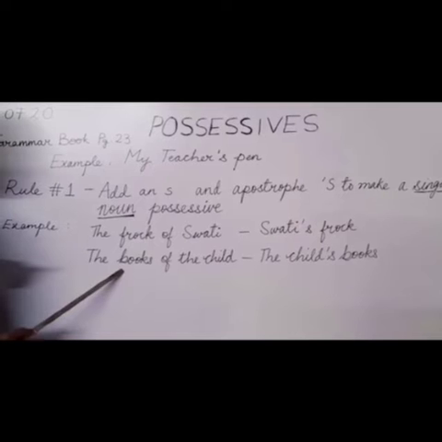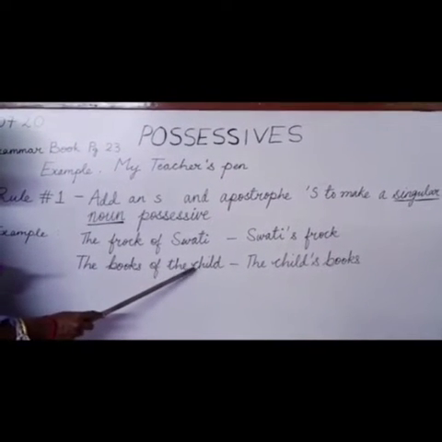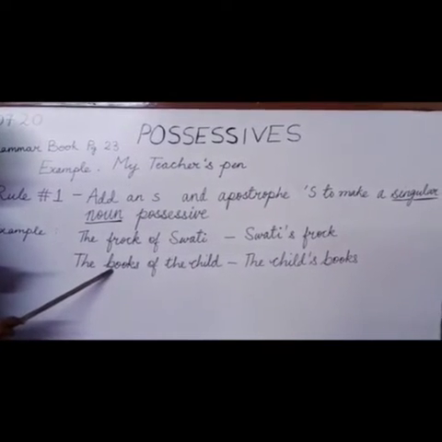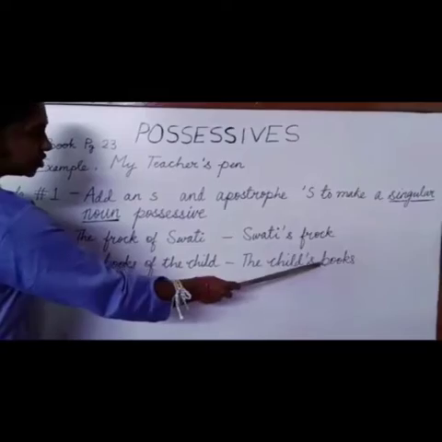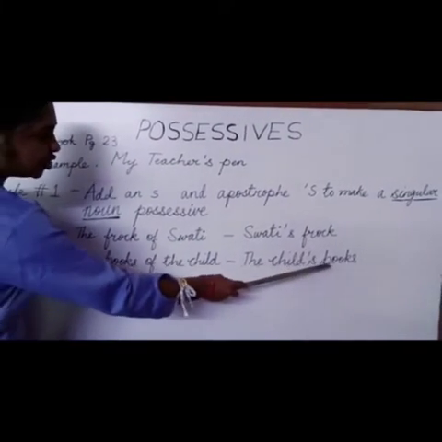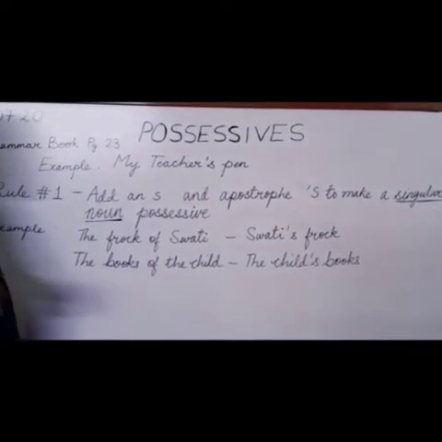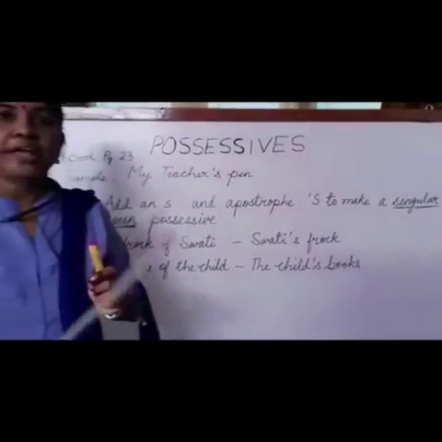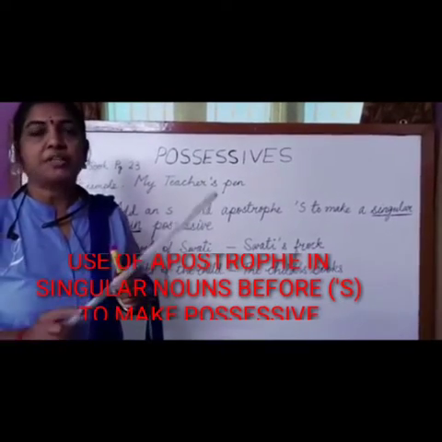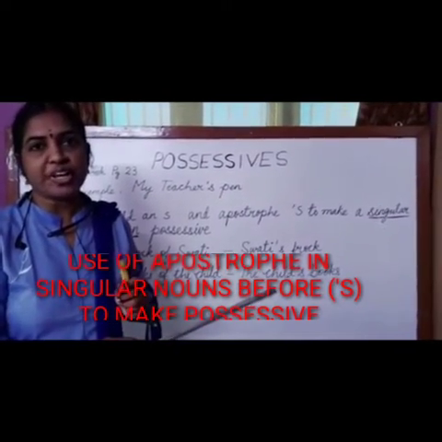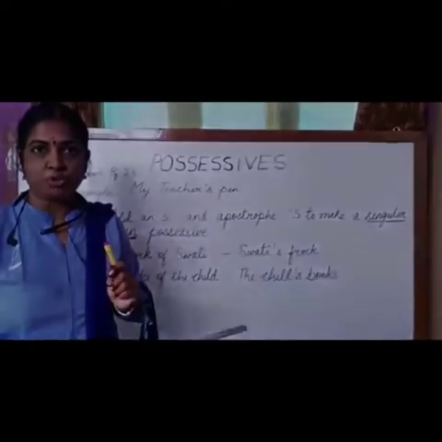Same thing applies to the next example, the books of the child. The child is the possessor of the books. So, I write the child's books. I'm writing child, apostrophe S, books, as it is a singular noun. So, in rule number 1, we learned to use the apostrophe before S to make it possessive. Let's check the next rule.